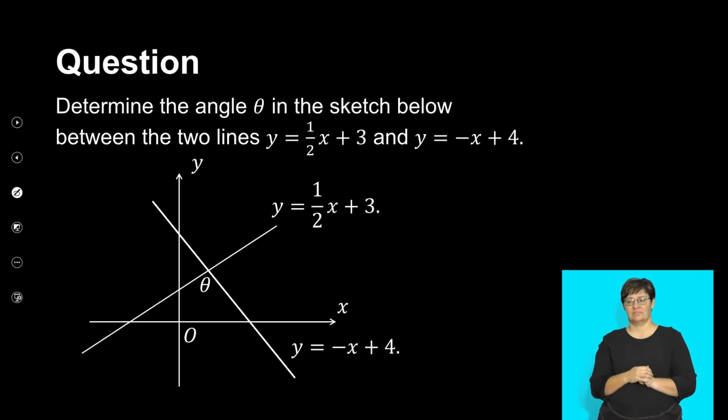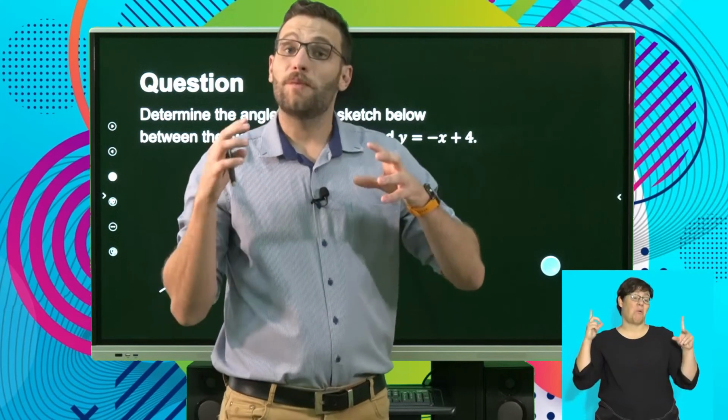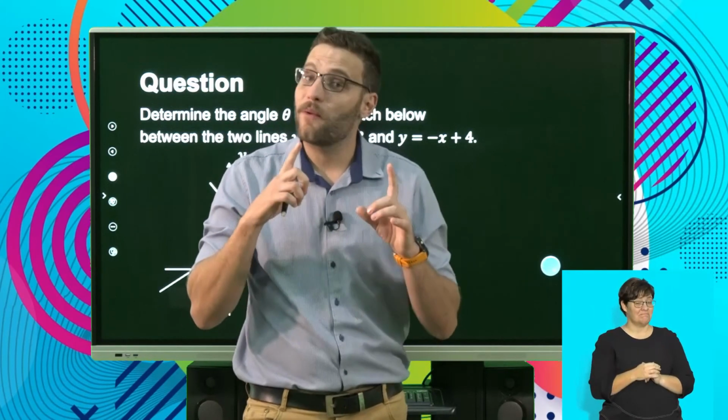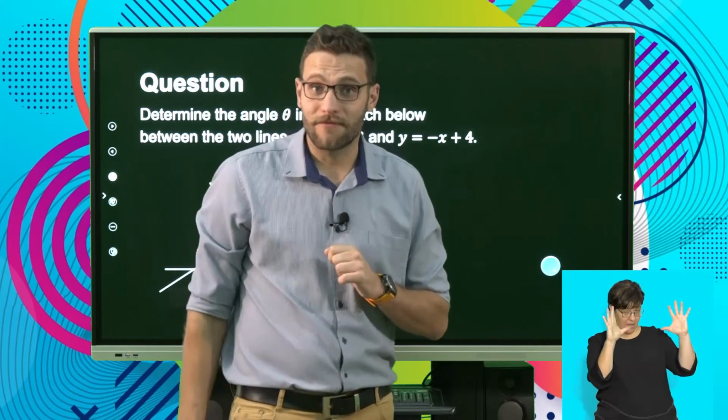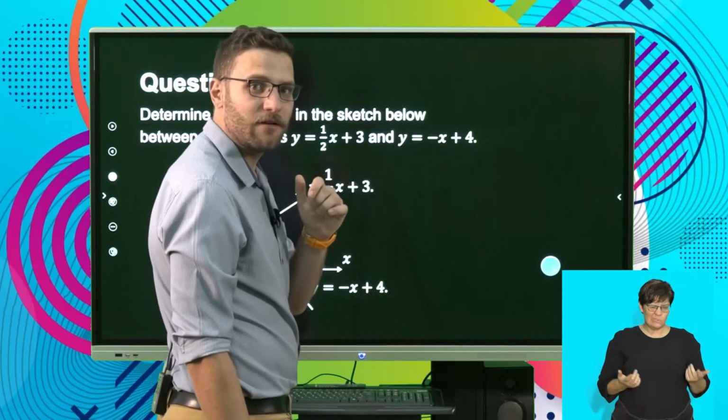The next question says, determine the angle theta, this angle there, in the sketch below between the two lines y equals a half x plus 3 and y equals negative x plus 4. Now, this is as complicated as these questions can get with the angle of inclination. This is where we need to be really switched on. How are we going to do this? How am I going to solve for that angle?